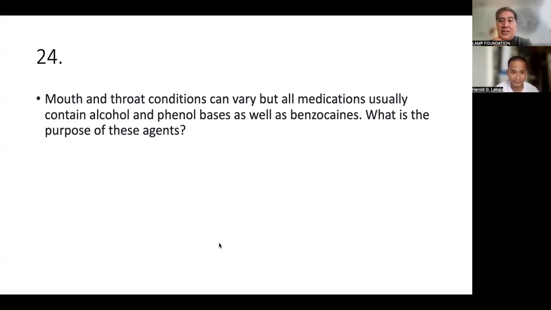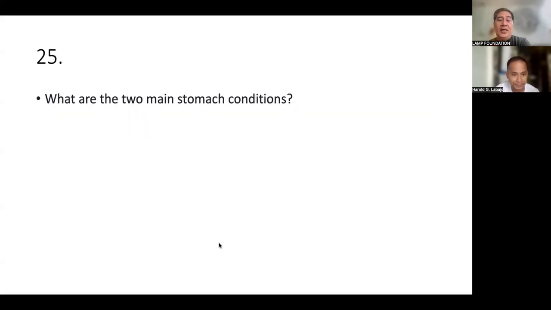Mouth and throat conditions can vary, but all medications usually contain alcohol and phenol bases as well as benzocaines. What is the purpose of these agents? Well, the alcohols or phenols are antiseptics to kill bacteria, and the benzocaines, menthol can help with the pain since they are anesthetic. What are the two main stomach conditions?